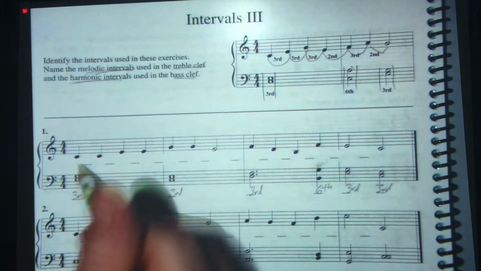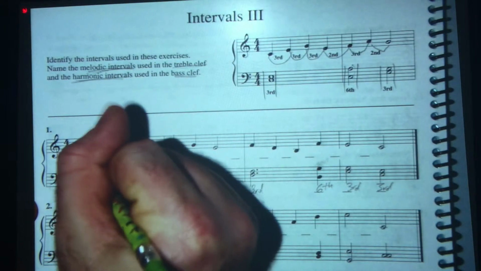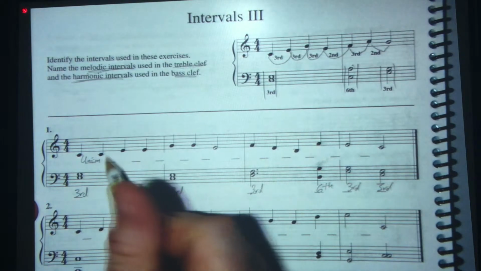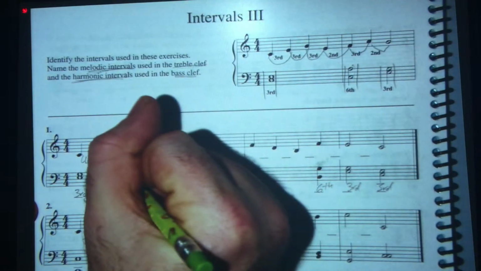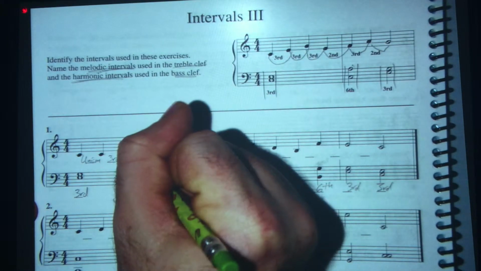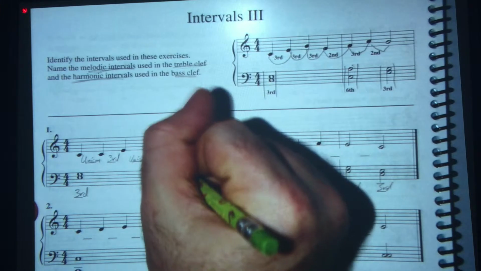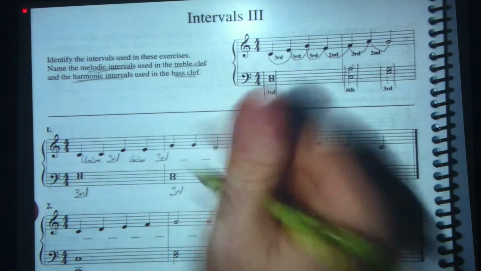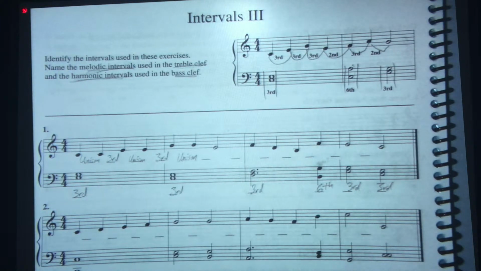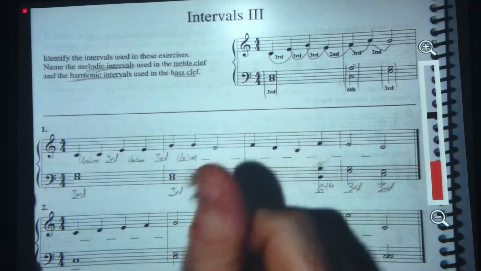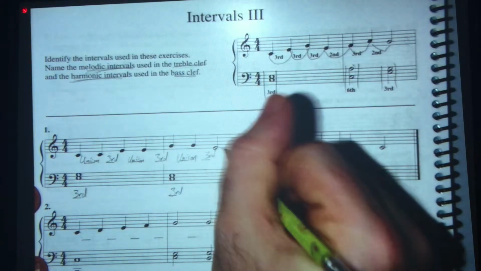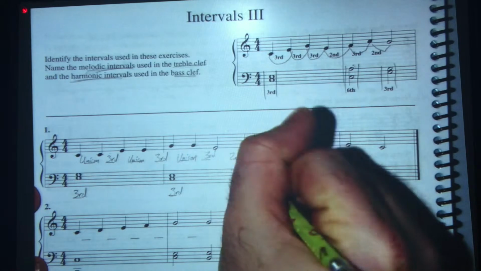Okay, on the top here, C to C, unison. Of course, you need to use your chart on the previous one if you need to. C, D, E, if there's a note in between, it is a third. E to E, unison. E to G, third. G to G, unison. G to E, third. E all the way to F, one note up, that's going to be a second.